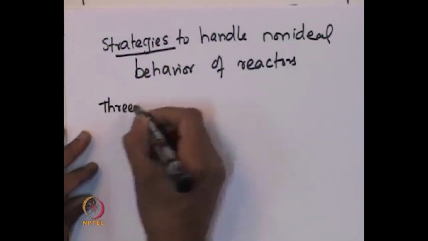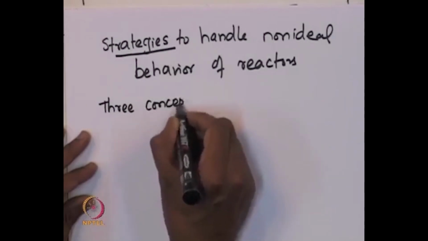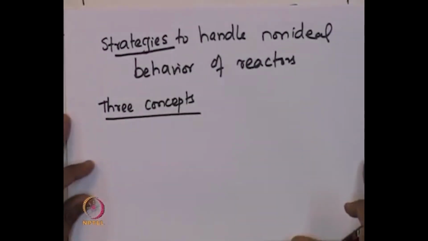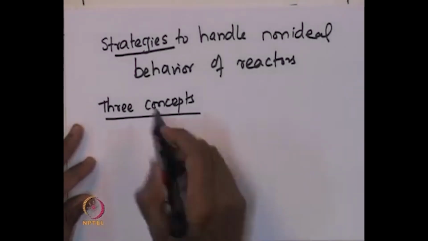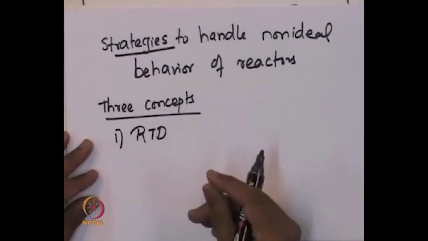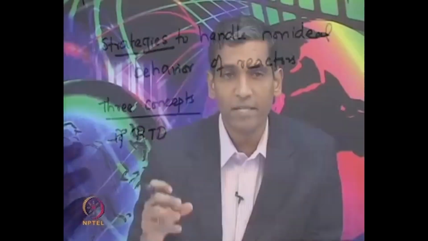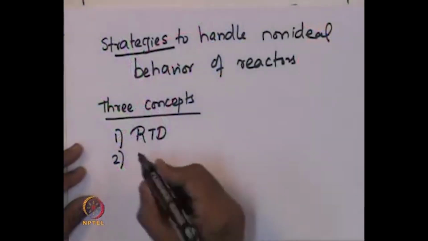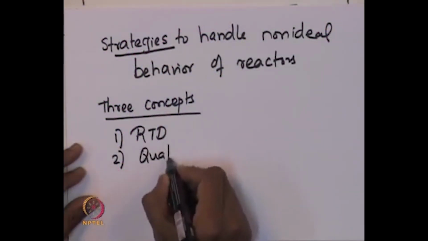So, there are three concepts that one needs to understand in order to come up with strategies to handle the non-ideal behavior of reactors. The first one is the residence time distribution. That is the amount of time spent by a given fluid particle inside the reactor, and the distribution says how much time different fragments of the fluid are spending inside the reactor. Then the second important aspect is the quality of mixing.